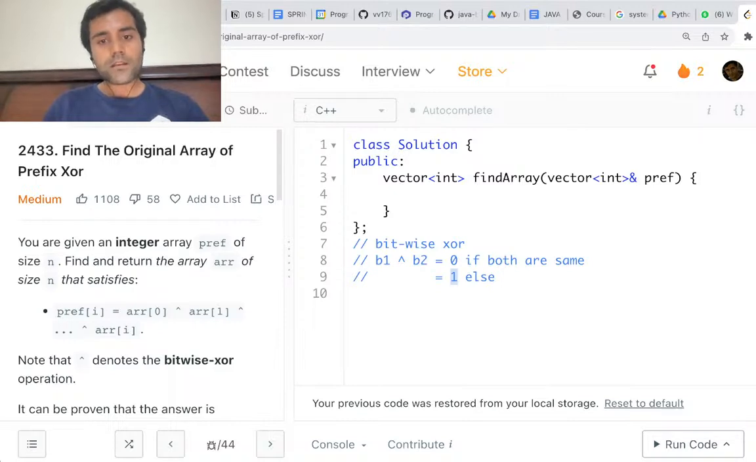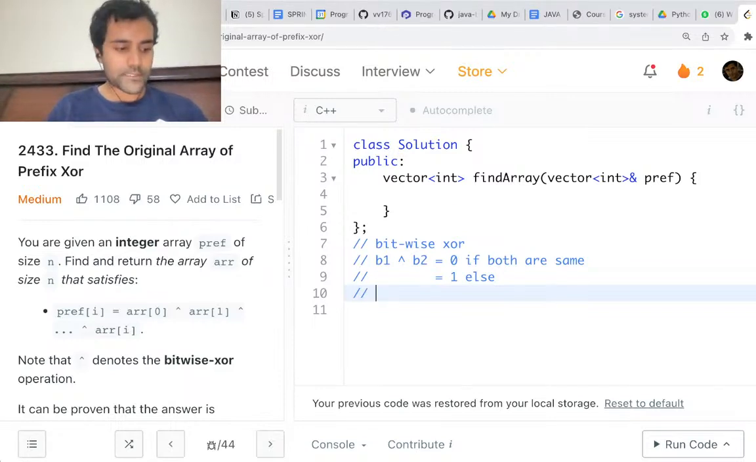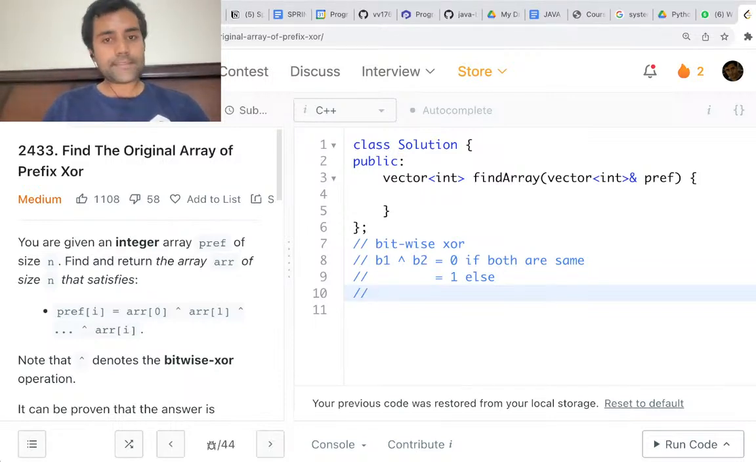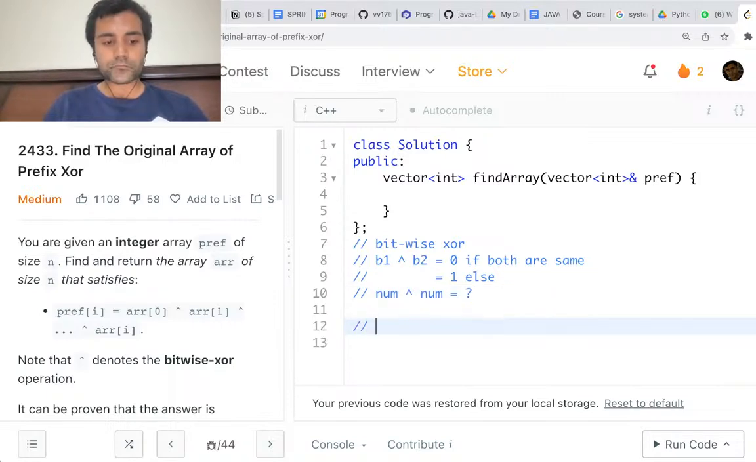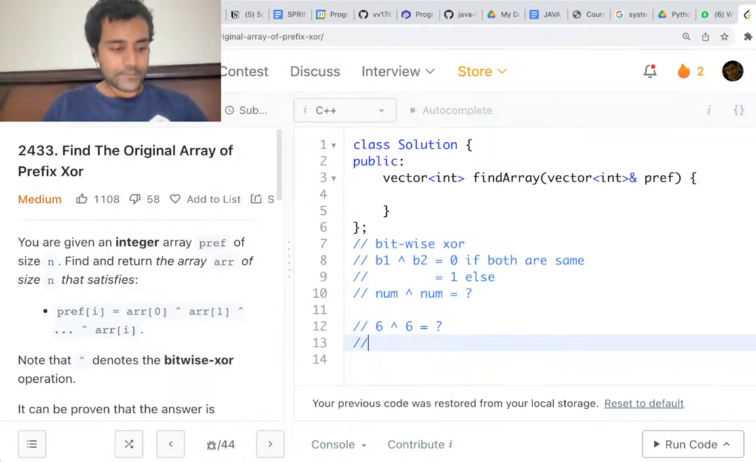Okay, now going by this definition, there are some interesting outcomes, and if we first understand those outcomes, we can quickly solve this question. So let's say there is a number num, and if you take the XOR of the number with itself, can you tell me what will be your result? For instance, let's say your number is 6. So what will be the value of 6 XOR 6? For that, we can first write 6 in its binary form. Yeah, Deepthi is saying 0, and 0 is the right answer.